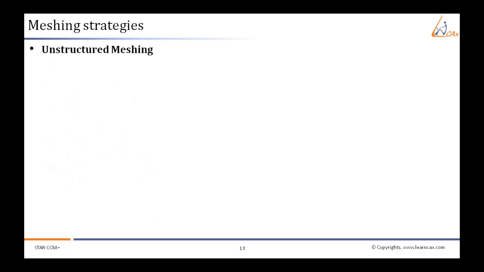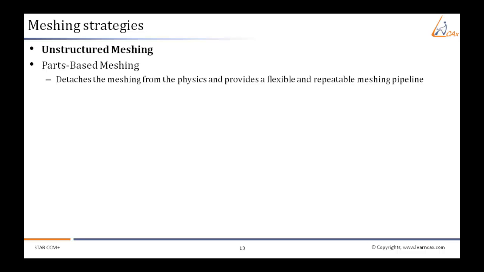When we generate mesh in Star-CCM+, we have to follow some meshing strategies. These strategies depend upon the geometry and mesh type we want. If we are generating unstructured mesh, we have two strategies: part-based meshing and region-based meshing. In part-based meshing, the mesher detaches the meshing from the physics and provides a flexible and repeatable meshing pipeline. In region-based meshing, the mesher will mesh the surface and volume at the region level.